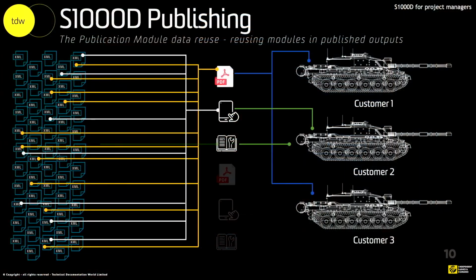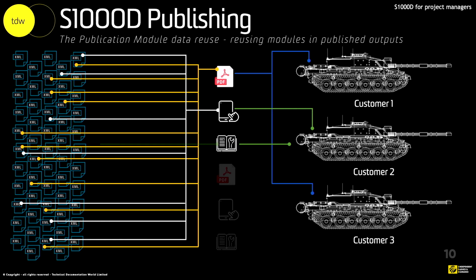So there's another example of data reuse within S1000D. How do we create these modules? How do we then bring them back together to create this output that our customers want? I know that I kind of made a mash of that just now, but I hope that makes sense. So this is another example of data reuse.